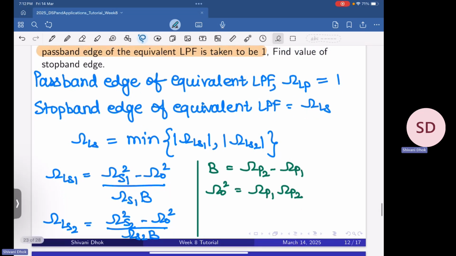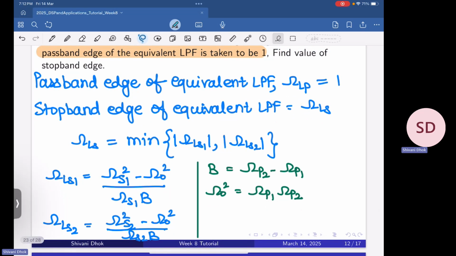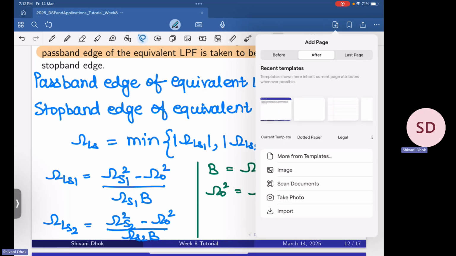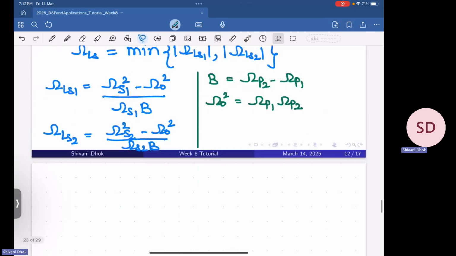Okay, so this is how we will be finding out the stop band edge of our equivalent low pass filter. So let's go step by step now. First, let us find the things that we need. If we need to figure out this omega ls1 and omega ls2, first thing that we need to figure out is this b and omega naught.